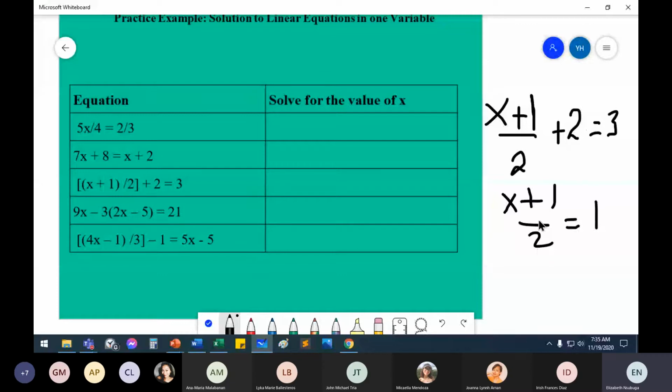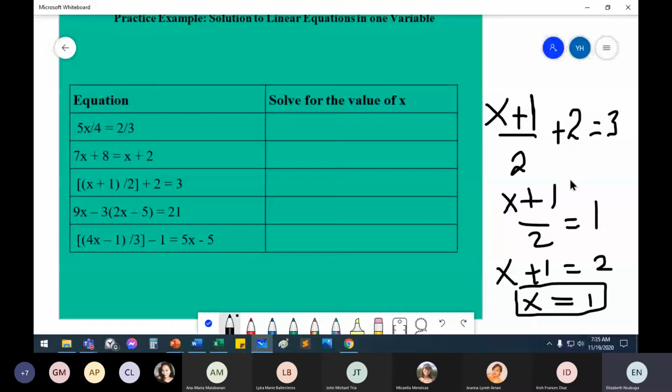So this side, when I multiply it by 2, it's going to cancel out the 2. I'll remain with x + 1. And the other side is going to become times 2, will become 2. Very easy. I'm done. I'm going to isolate x by removing the 1. If I remove 1 here by using the subtraction property, I have x is equal to 1.